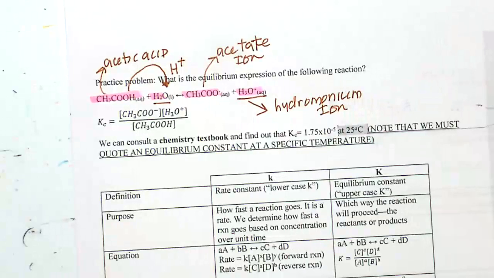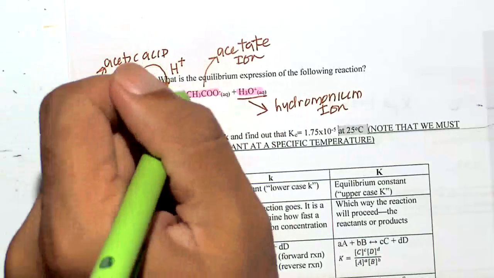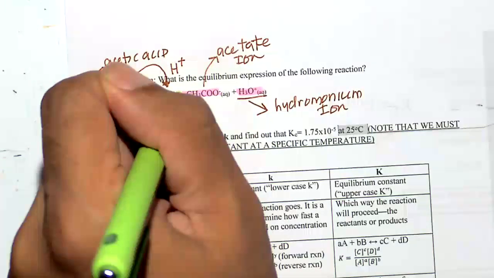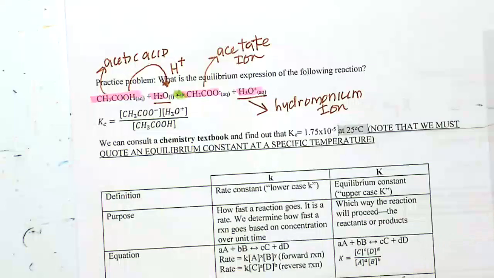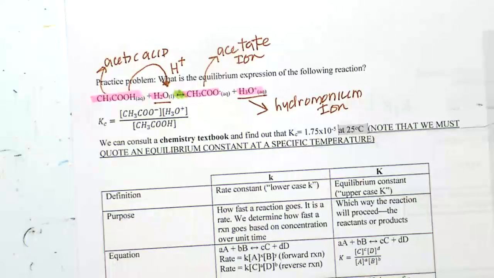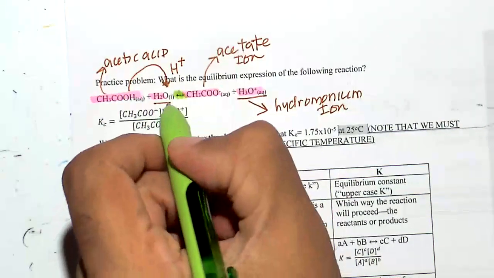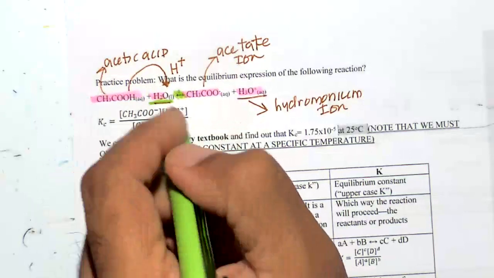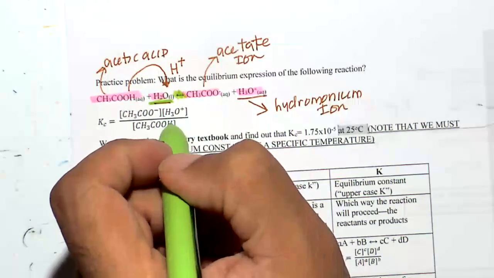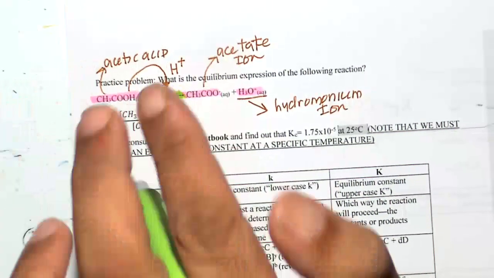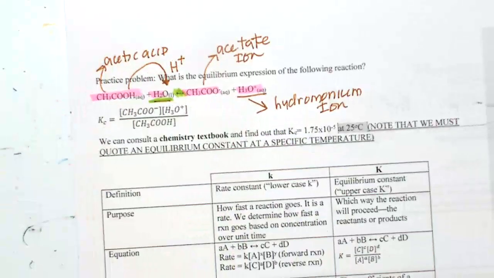Forgetting about all those names, is this reaction at equilibrium? Yes or no? Looking at those back and forth arrows, the answer is yes. And what will the equilibrium expression be? Products over reactants. Are we adding water? Why is water not in here? It's a liquid. Water's not in here because it's a liquid.